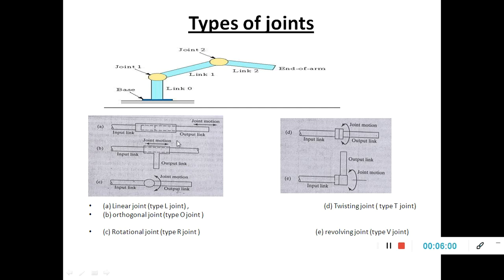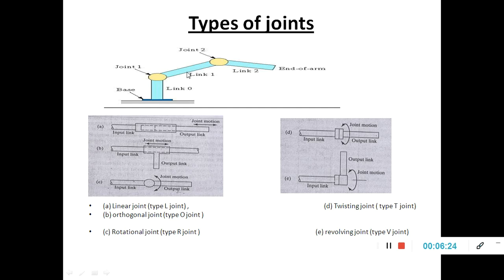There are totally 5 types of joints: linear joint, orthogonal joint, rotational joint, twisting joint, and revolving joint. In one figure we can explain this. See here, this is the base of a robot. This is the first link, that is link 0. This is link 1. This is link 2.